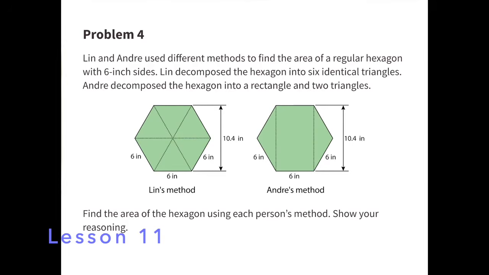Number 4. Lynn and Andre used different methods to find the area of a regular hexagon with 6 sides. Lynn decomposed the hexagon into 6 identical triangles. Andre decomposed the hexagon into a rectangle and 2 triangles. Find the area of the hexagon using each person's method. Show your reasoning.